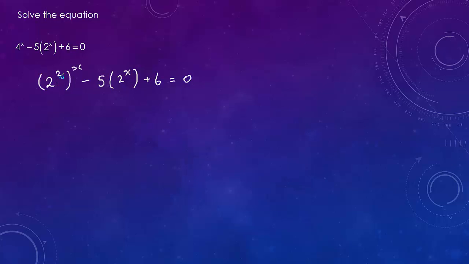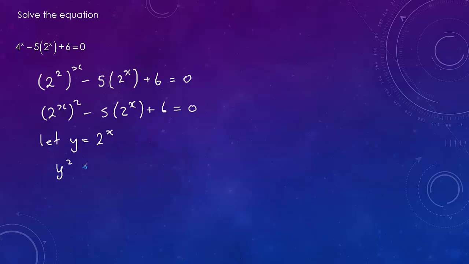And we know from the power of a power law that we can just switch these. So it's 2 to the x, squared, minus 5 lots of 2 to the x, plus 6 is equal to 0. Now, it sometimes helps if we say, well, let y be equal to 2 to the x. And then we have y squared minus 5y plus 6 is equal to 0.